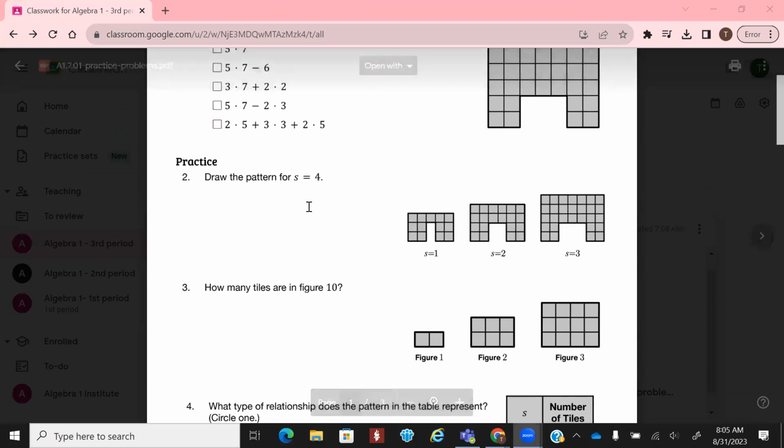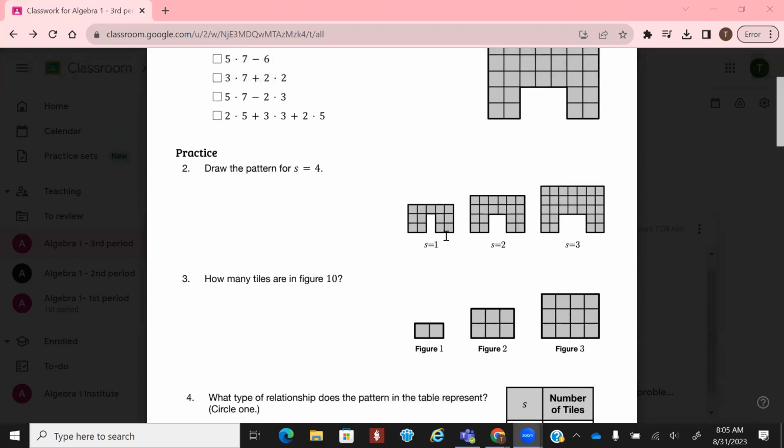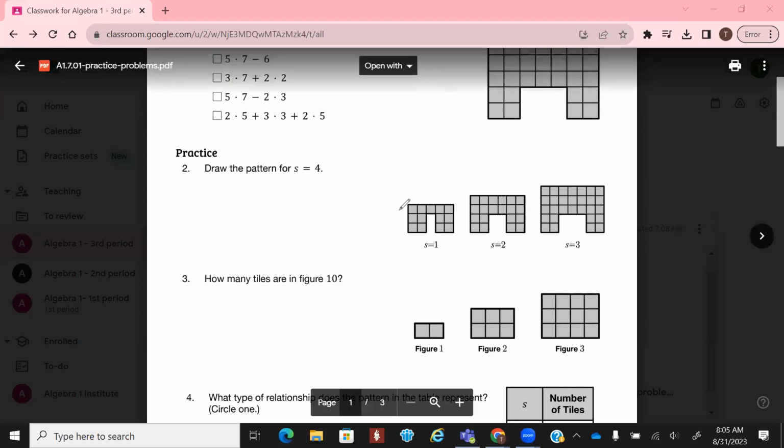Draw the pattern for S equals 4. Okay, so what's going on here? What are we doing? Well, we got one row right here, and then we got a 2 by 2 and a 2 by 2. And then we have 2 rows, and we got a 2 by 2 and a 2 by 2. And then we have 3 rows, and then we got a 2 by 2 and a 2 by 2. So what's going to be the pattern?